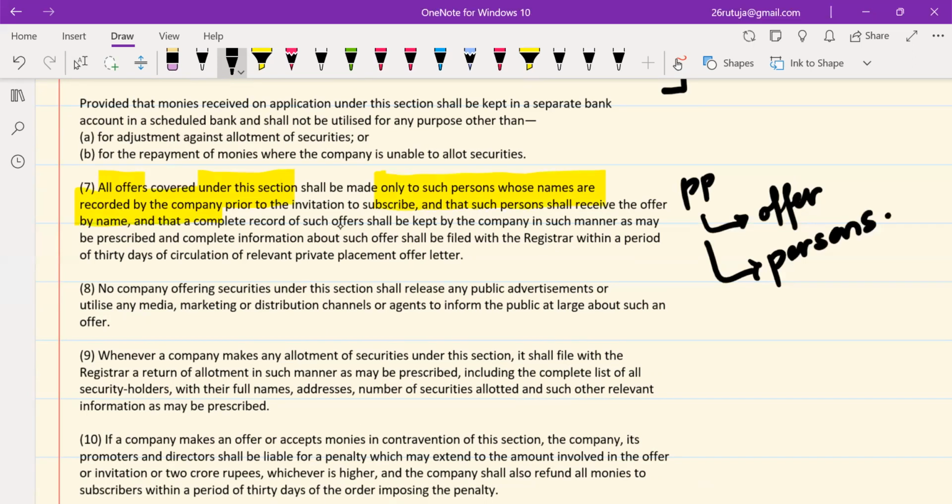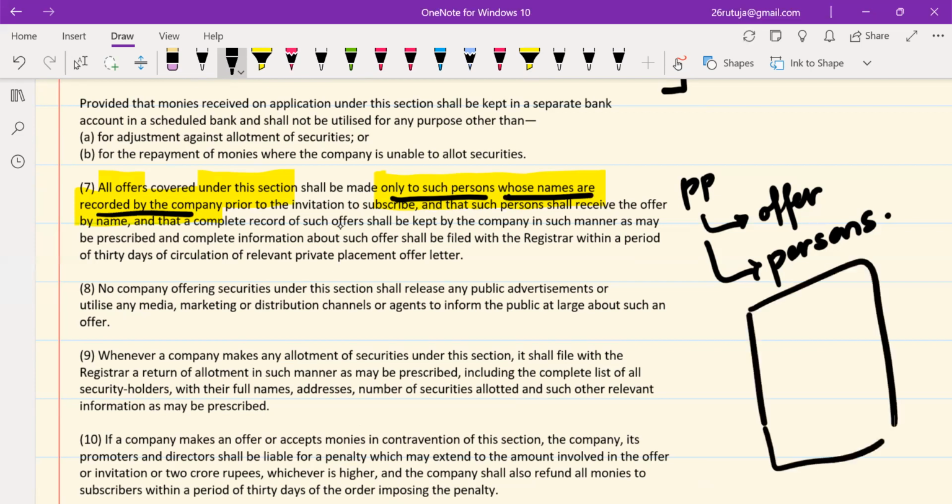So it is made only to such persons whose names are recorded by the company prior to the invitation to subscribe, and such persons shall receive the offer by name. So when we send them an offer letter, we are addressing it to that particular person because we already know the person who will be interested in investing into the securities of our company. So it is addressed to a particular person.